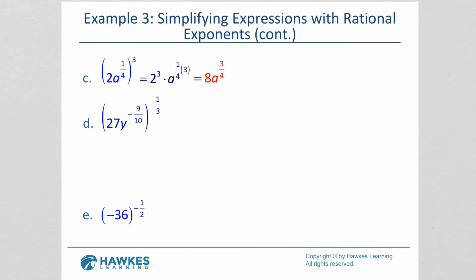3d, the quantity 27y to the negative 9/10, all to the negative 1/3 power. We're going to, again, bring in that negative 1/3, which is going to become 27 to the negative 1/3 times y to the negative 9/10 times negative 1/3. We're going to multiply the exponents of y and reduce.